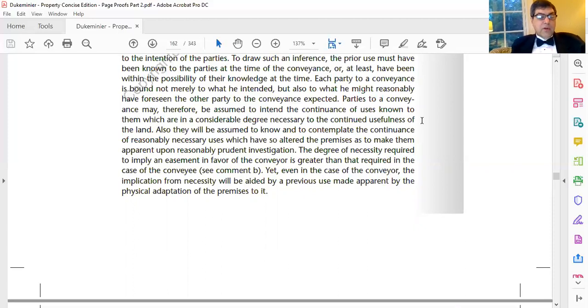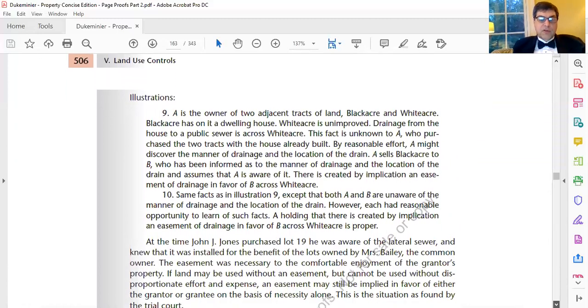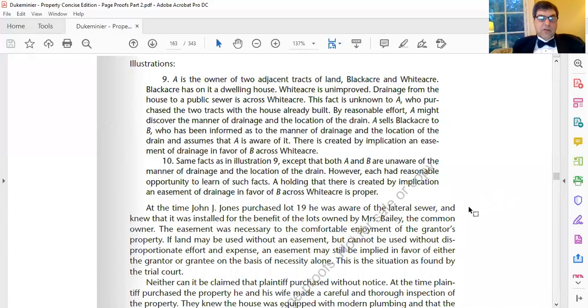So the outcome here, the court finds that there was an implied easement. They explain that over on page 506. They say that at the time that John Jones purchased lot 19, he was aware of the lateral sewer, knew that it was installed for the benefit of the lots owned by Mrs. Bailey, the common owner. The easement was necessary to the comfortable enjoyment of the grantor's property. And therefore, the court decides an easement was impliedly retained by Mrs. Bailey back in 1904 when she deeded lots 19 and 20 to Jones.